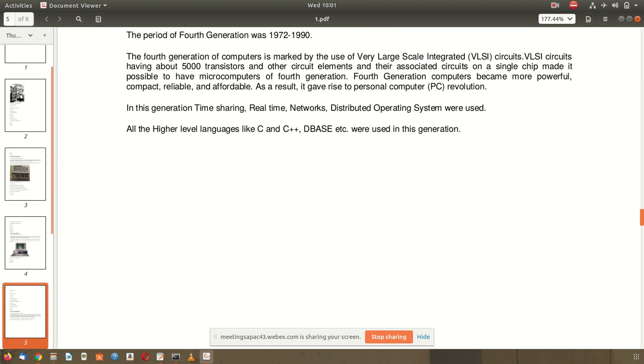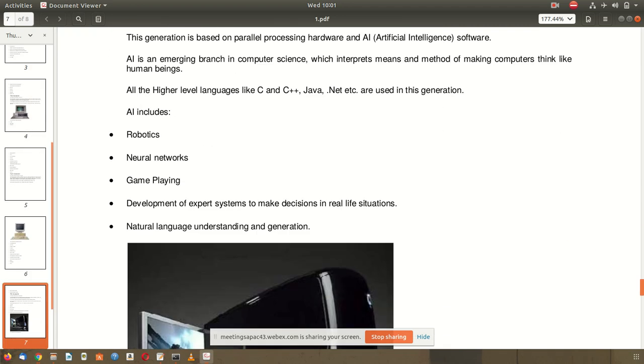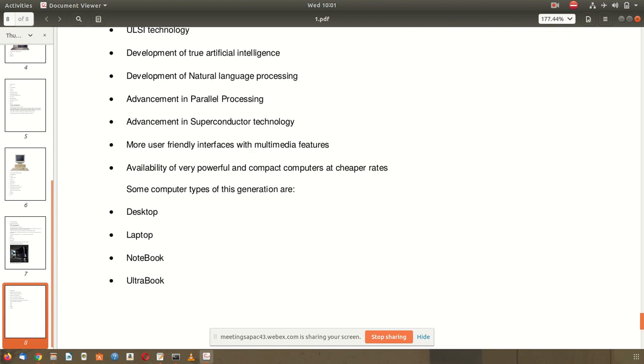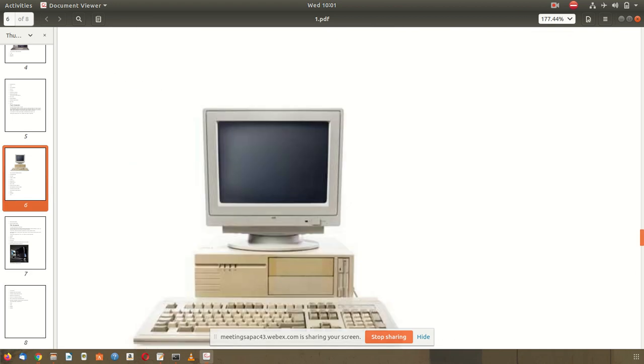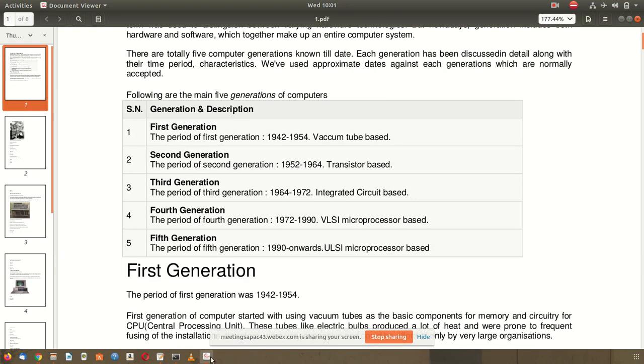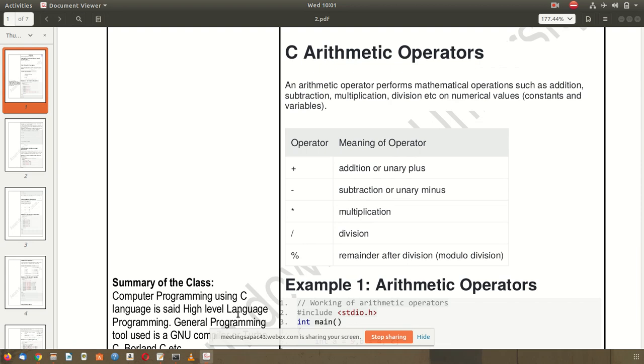So that is about the generation of computers. I hope it has been useful for you. And next, that was about the generation of computers.